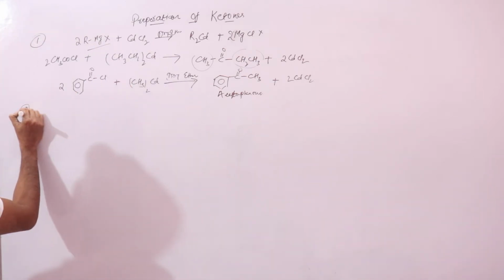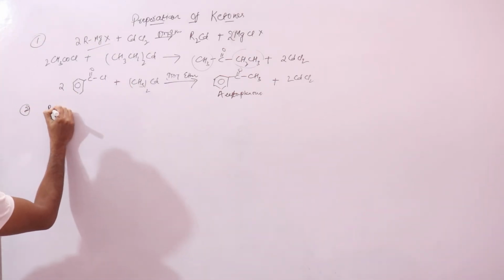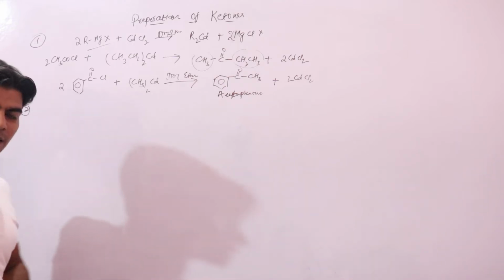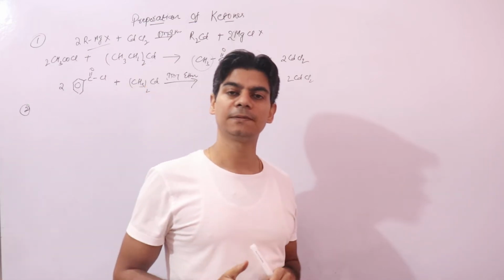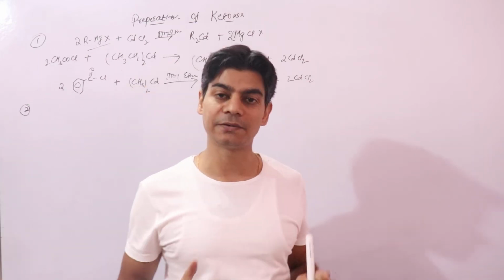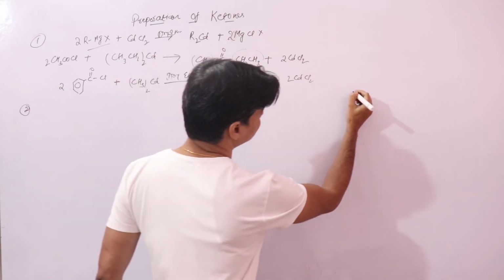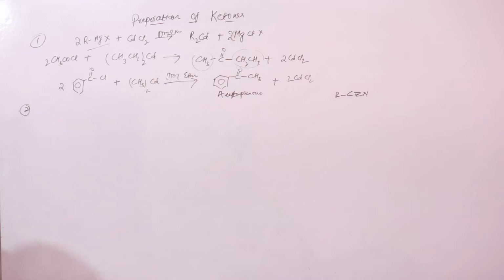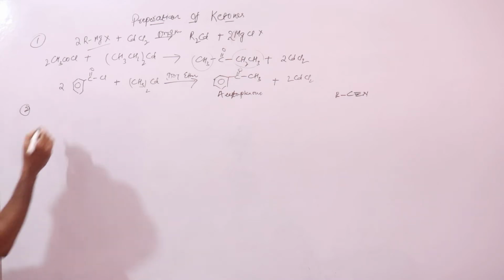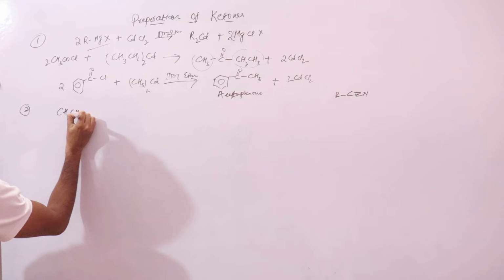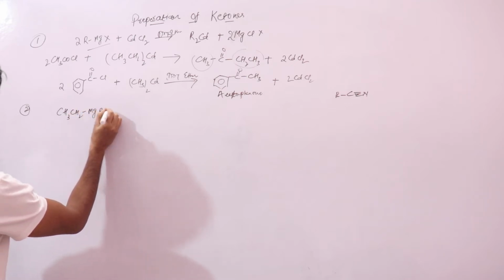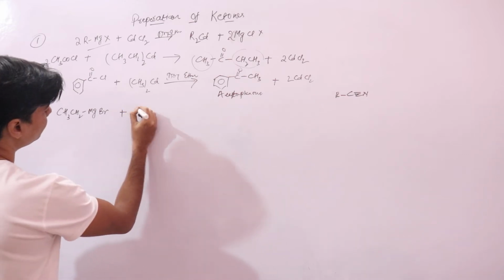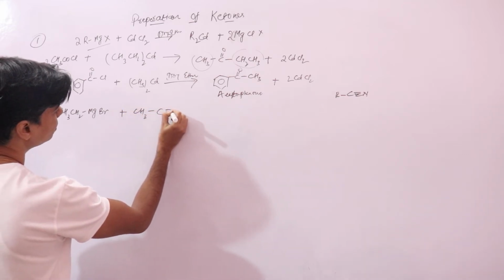Now the second way is by reaction of Grignard reagents, let's take methyl magnesium bromide, with nitriles. Nitriles, you know, have this triple bond. So let's see how nitriles will react with it. Let's take a Grignard reagent CH3CH2MgBr, ethyl magnesium bromide. Ethyl magnesium bromide will react with CH3C≡N.